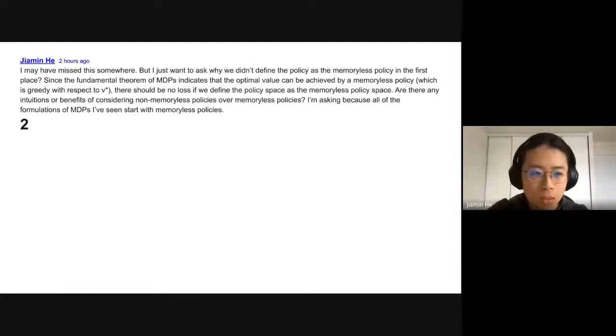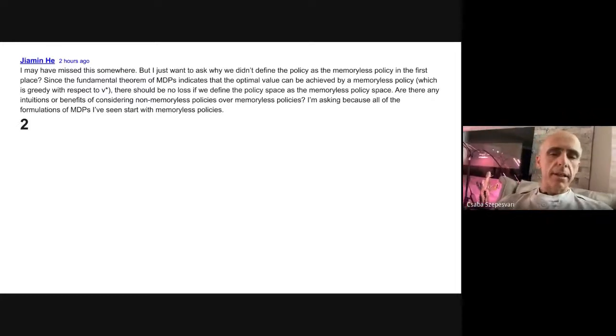In the review, we also reviewed the fundamental theorem, which indicates that the optimal value can be achieved by memoryless policies, and there should be no loss if we define the policies based only on memoryless policies. So I was wondering why we didn't define the policy as memoryless in the first place, and what are the benefits or intuitions behind considering the broader class of non-memoryless policies? I think it's curiosity.